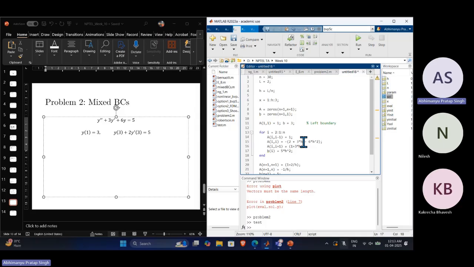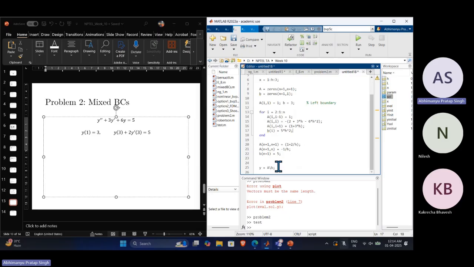For each of the calculations, y(i+1) minus 2y(i) plus y(i-1), plus 3h y(i+1) minus y(i), plus 6h square y(i), is equal to 5h square. Collecting all the terms, I should be getting (1 plus 3h) y(i+1) minus (2 plus 3h minus 6h square) y(i) is equal to 5h square. So this should be correct.